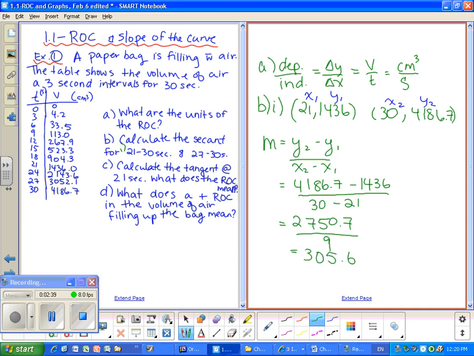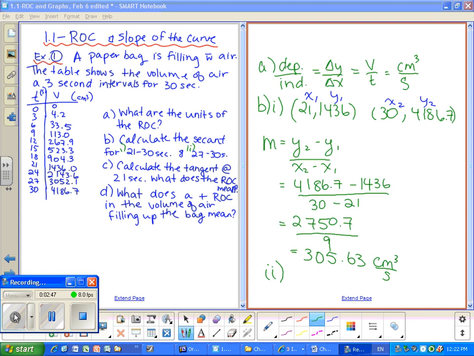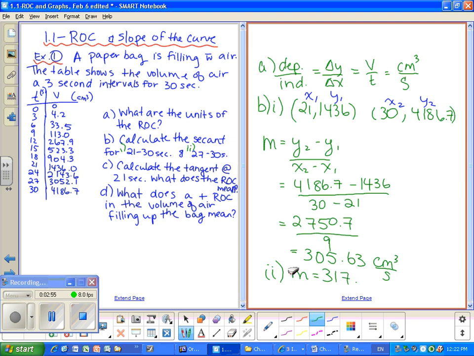Okay. And what would the units of that be? Good. Perfect. So what answer do we get for the second part between 27 to 30 seconds? 317 point what? 378. Huh? 378. 378? Yeah. 0.2. And then same, centimeters cubed per second. So we got, do we need help to get that?